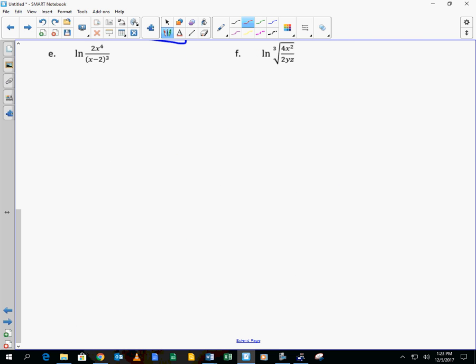You try letter E on your own. Go. See if you can do E. What? What's wrong? You can do it. Don't worry about the ln. The ln is the same thing as log. There's no difference.